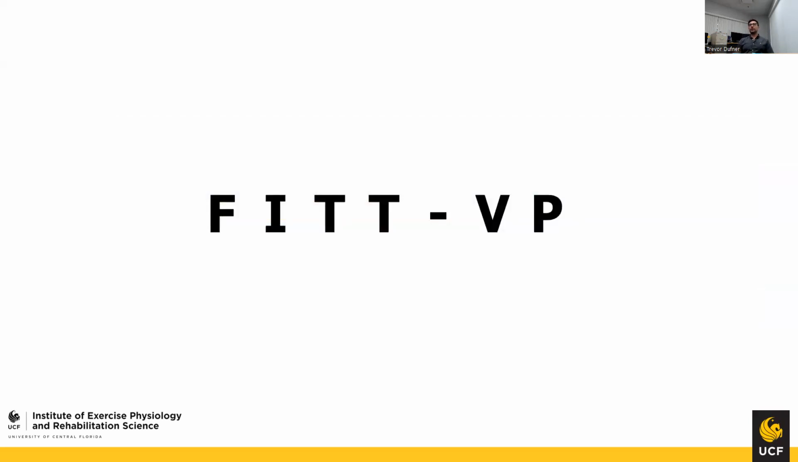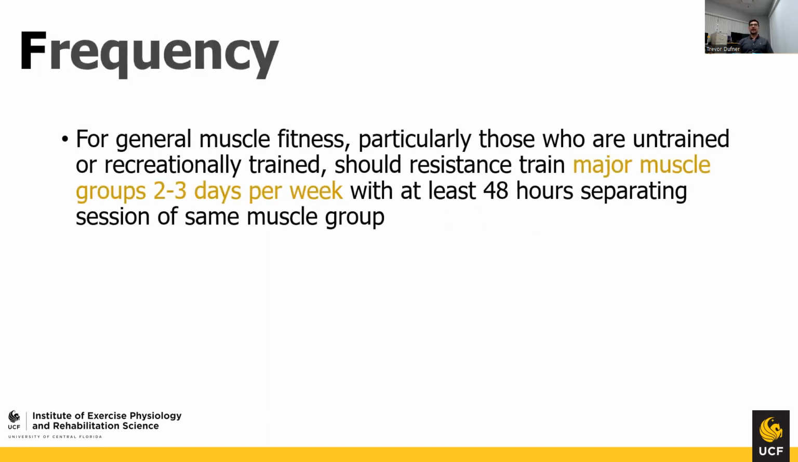For all training programs, you're going to follow something called the FIT principle, or something that's been adapted to the FIT VP principle. So the FIT principle, the first letter, FIT being F, frequency. So for general muscle fitness, particularly those who are untrained or recreationally trained, you should resistance train major muscle groups 2 to 3 days per week, at least 48 hours separating the same group of muscles, right?